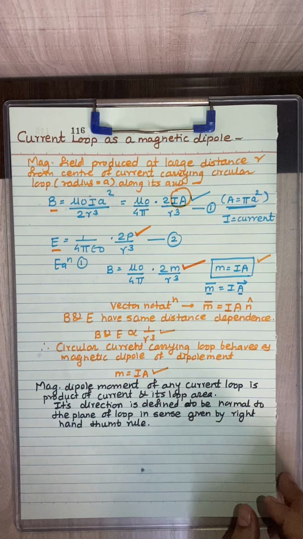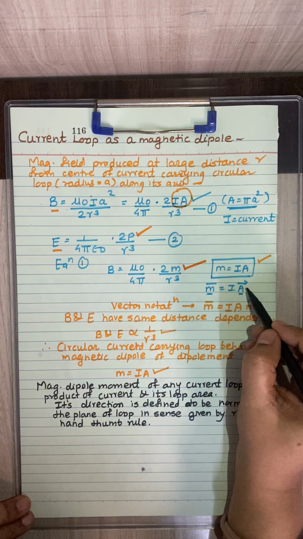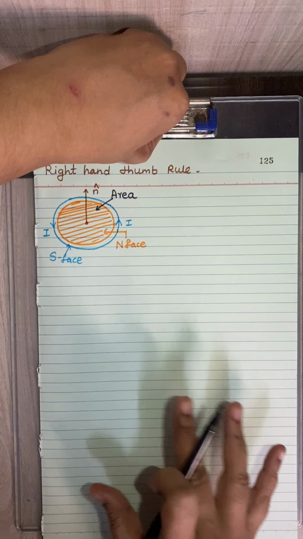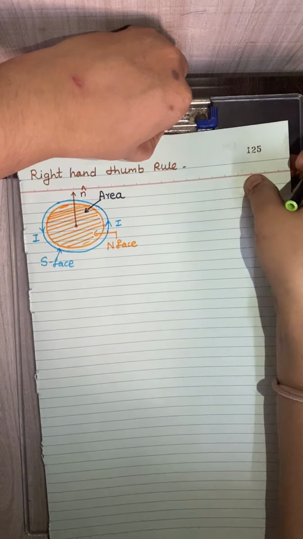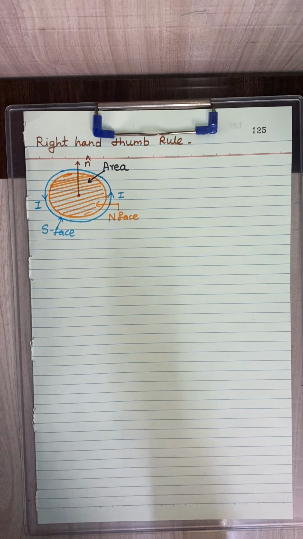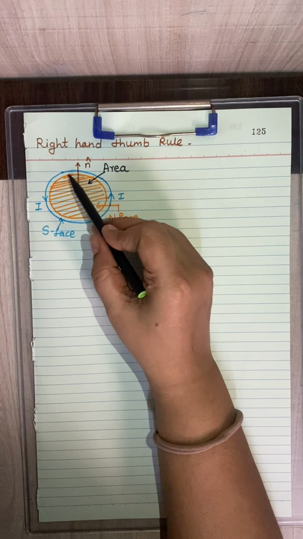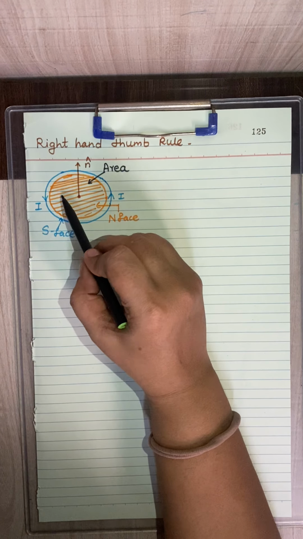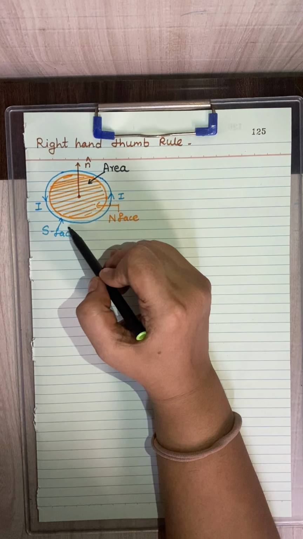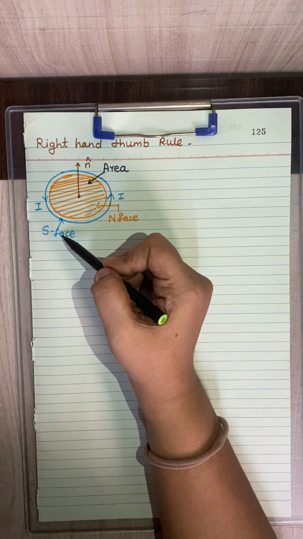Now we are finding out the right hand thumb rule, which gives us the direction of the magnetic dipole moment. To understand that, we have considered the right hand thumb rule and taken a circular current carrying loop and its two faces, and how they behave. In this diagram you can see that the current is moving in the anti-clockwise direction. So this orange shaded portion behaves as a north face and the blue face below behaves as a south pole or south face, isn't it?